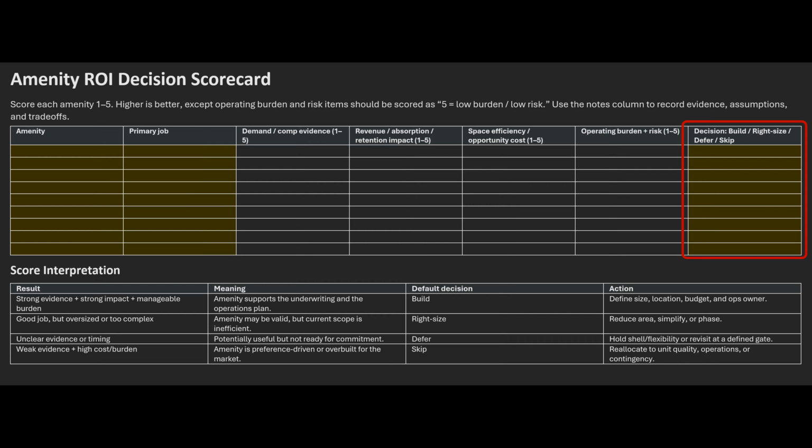Defer means the amenity may be useful, but the evidence or timing is not strong enough to commit now. You may create shell space or design flexibility, or revisit it at a defined gate. Skip means that the amenity is preference driven, weakly supported, too costly, too operationally heavy, or not relevant to the renter profile. The point is not to be cheap. The point is to spend where it actually supports the project.